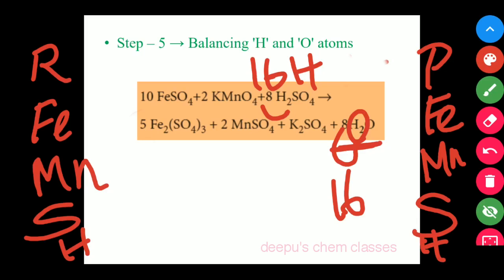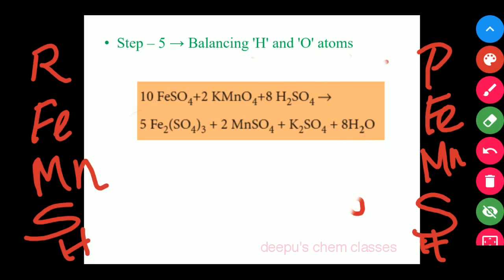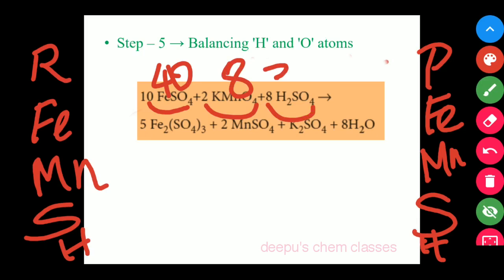Then look at what else is remaining. Oxygen. Count the number of oxygen atoms on either side. After balancing all the elements, oxygen will get automatically balanced. Anyway, let us check once. 10 into 4, 40. Then 2 into 4, 8. 8 into 4, 32. So totally 32 plus 8, 40, 40 plus 40, 80 on the reactant side.